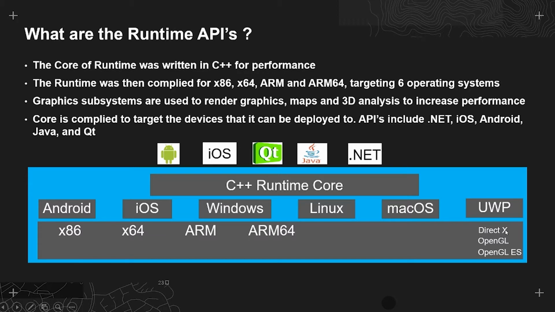Graphics subsystems are used extensively, especially on 3D analysis and rendering, to increase performance. Core is compiled to target the devices that it can be deployed to. APIs include .NET, iOS, Android, Java, and Qt. The best way to regard the APIs is an interface onto this raw C++ runtime code developed for performance. So often the API wraps up a series of C++ routines into one line of code. It abstracts the functionality of core into a developer-friendly interface for you.